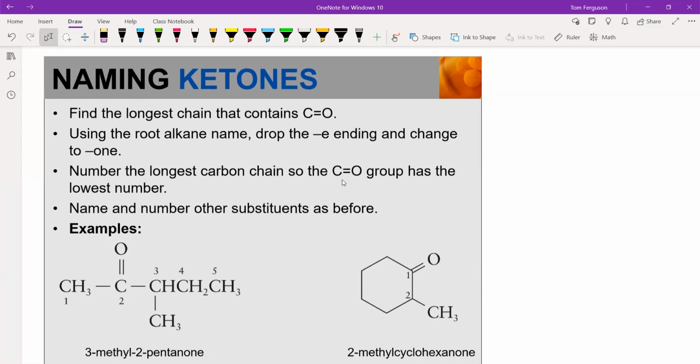Okay, as far as ketones go, it's the same thing. We've got to find the longest chain that contains the functional group. So this is going to be a 5-membered backbone. That's a ketone. The ending is going to be ONE. So this would be 3-methyl 2-pentanone.